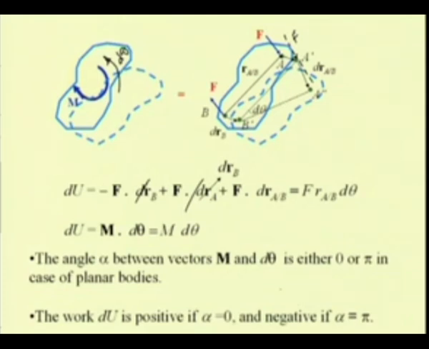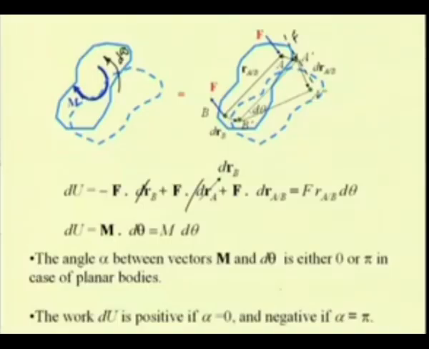So, that means if both the angular displacement and the applied moment are in the same direction, that means both are clockwise or both are counterclockwise, the work is positive. If the sense is opposite, let us say the applied moment is counterclockwise and the displacement is clockwise, then we have negative work. So, now that we have seen how to define the work done by a force and the work done by the moment, now let us define what we mean by virtual work.